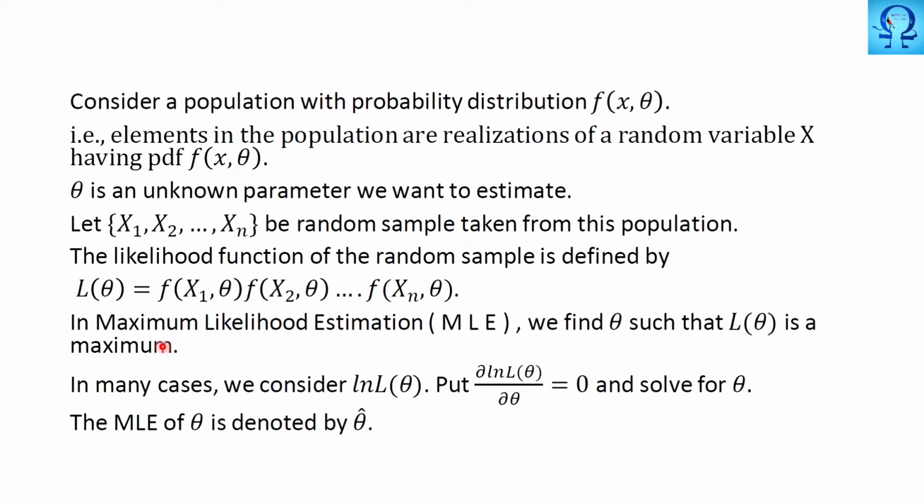When we try to find the maximum value, what do we do? Now this x1, x2, xn are all known quantities because we have taken the sample, so these values are known from the sample itself, whereas this theta is unknown. Now this L is a function of theta, and we try to find its maximum value. In that case, the derivative of this L with respect to theta should be 0.